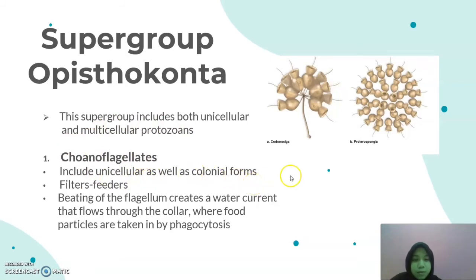Animal-like protozoans that are closely related to the sponges. They are filter feeders. Beating of the flagellum creates a water current that flows through the collar, where food particles are taken in by phagocytosis. This is a colonial choanoflagellate. The first one is the Choanoeca colony. It can anchor itself with a stalk. This one is the Proterospongia colony, which is unattached.